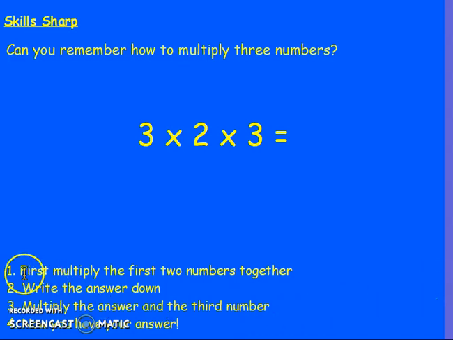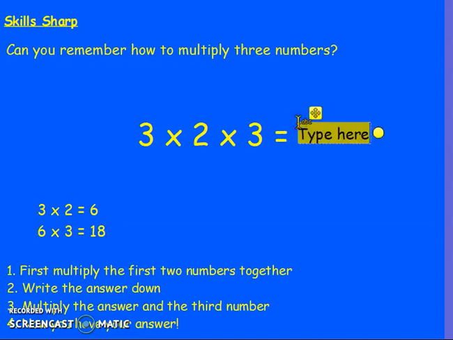Okay, let's have a look. First, multiply the first 2 numbers together. 3 times 2 equals 6. Well done. Write the answer down. Multiply the answer and the third number in the calculation. 6 times 3 equals 18. Well done. So 3 times 2 times 3 equals 18. Give yourself a tick in your maths book if you got that right. Let's move on.